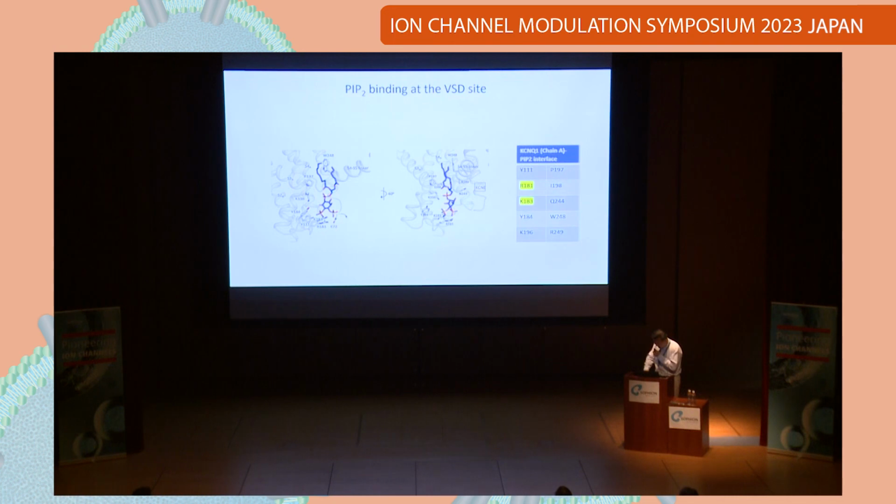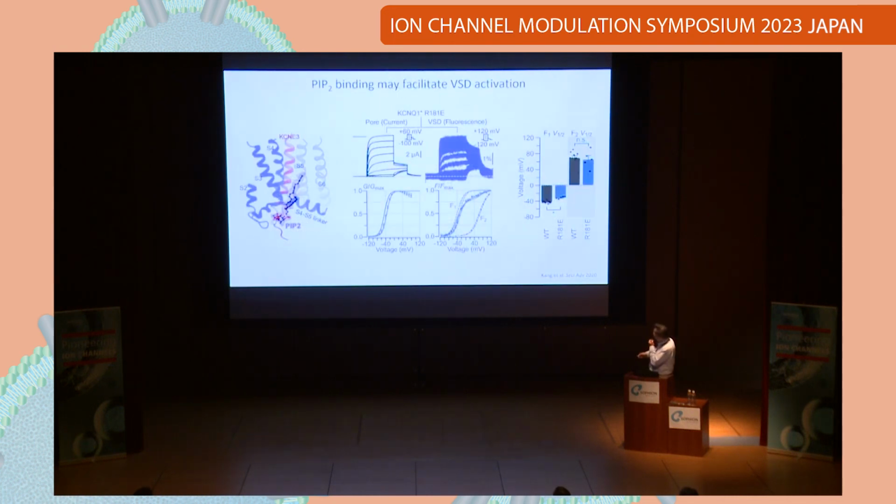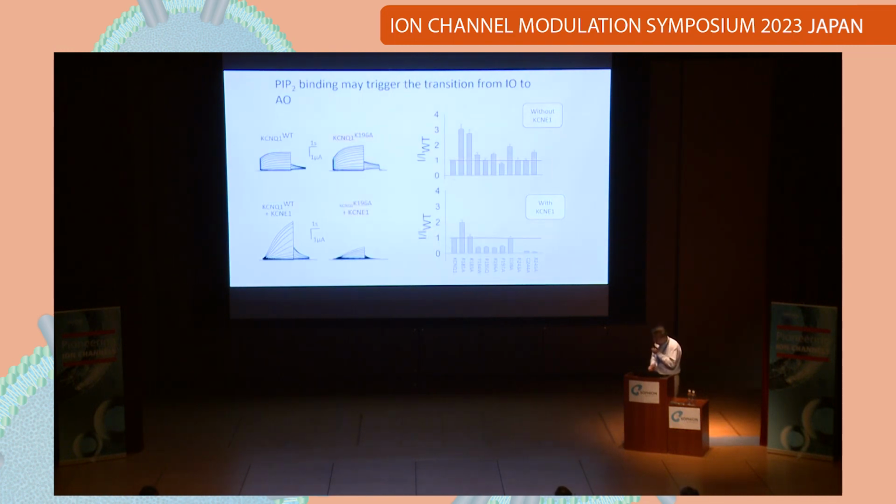So I'll be done quickly. Okay, so we made that mutation. We found that this mutation would shift voltage sensor activation to more positive voltages. What it means is that the PIP2 binding will affect the voltage sensor activation, and vice versa. Voltage sensor activation will affect PIP2 binding.